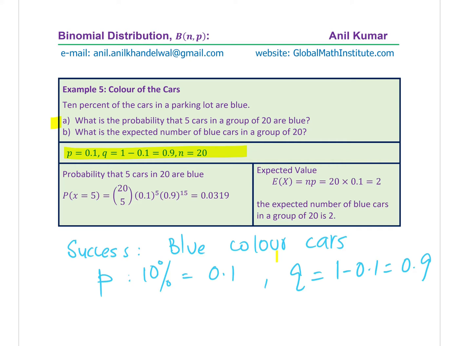Part A. What is the probability that 5 cars in a group of 20 are blue? So immediately you get an idea: choose 5 out of 20, correct? Probability P, which we know, and probability of Q, which we know, and the powers will be 5 and 15, correct? Their sum should always be 20. That does remind you of the binomial theorem, where each term has powers adding up to the same total, right?